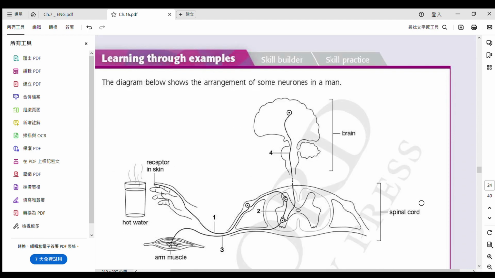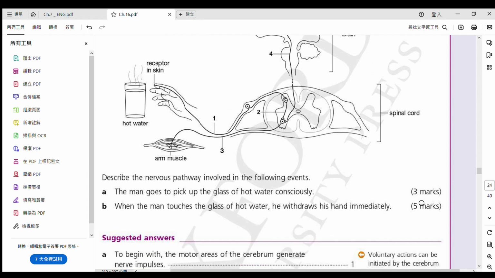Okay, so this is the purple page I'm talking about. This page may be quite boring, but as you can see, it carries a lot of marks. The first one is quite easy and you can tell me immediately: pick up a glass of hot water consciously. Since we are talking about consciously, what kind of action is it?